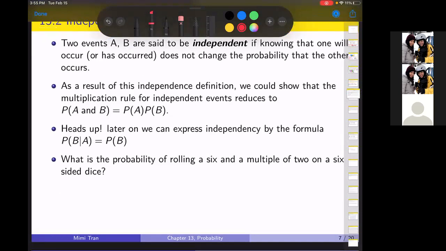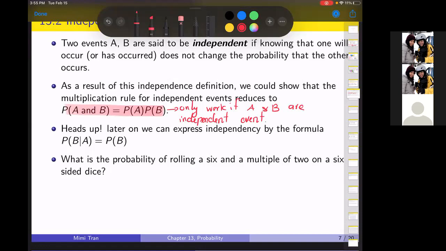This right here is a very important formula. It only works if A and B are independent events. On the exam, if I don't say independent, do not use this one. Okay.